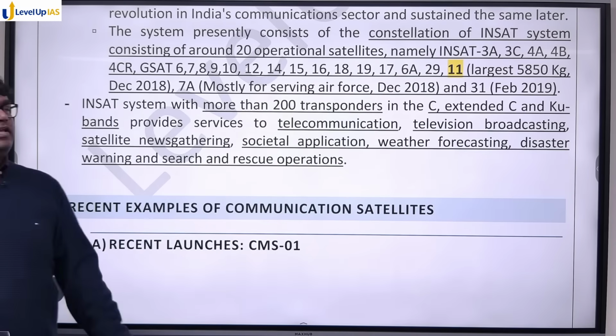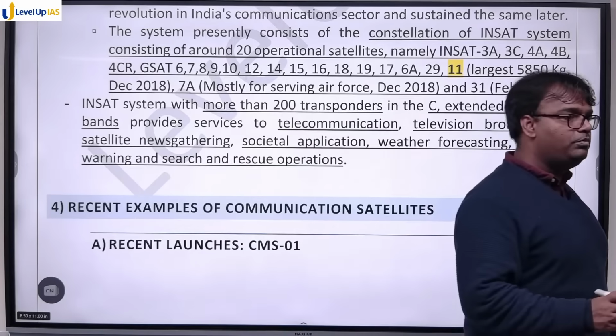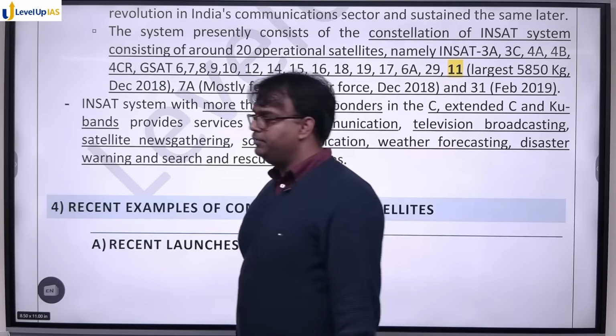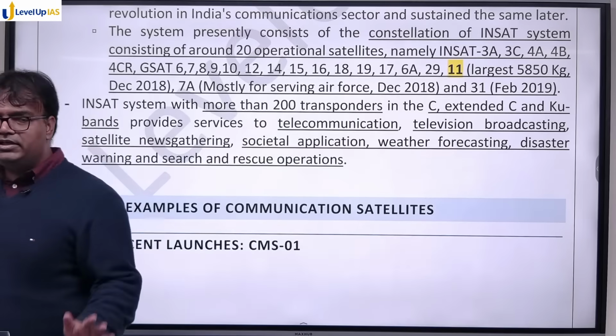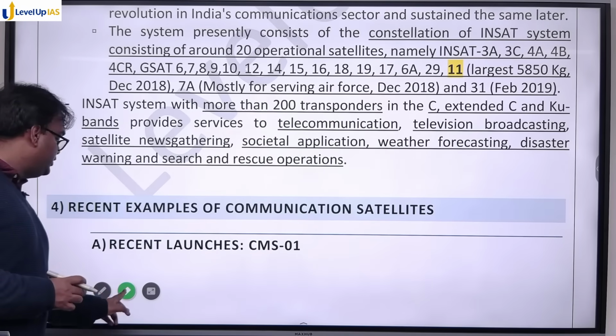चलिए एनीवेज, So 7, why 7A name was given? Because 7 was dedicated for military. 7A has been dedicated for Air Force, again military. Okay, did we understand the communication satellites? Okay, recent launches देख लेते हैं communication satellite के.